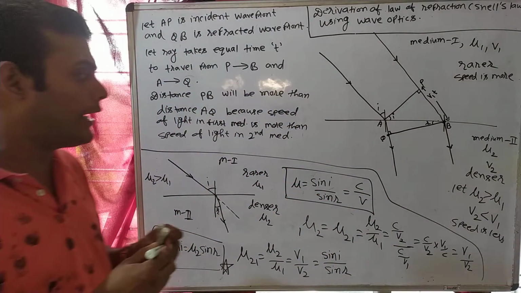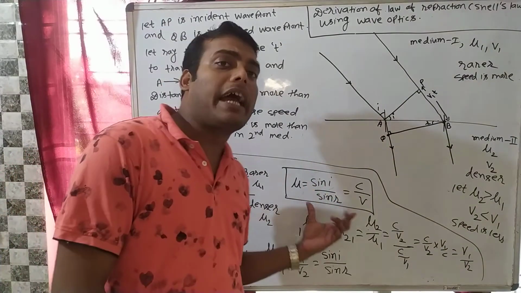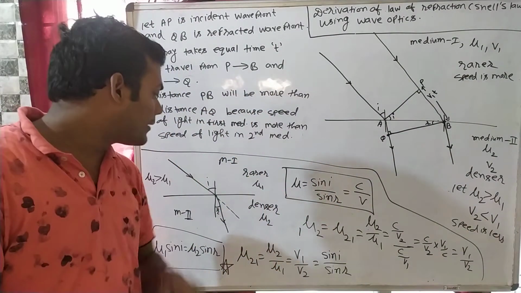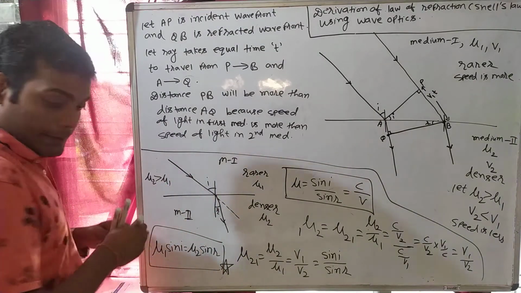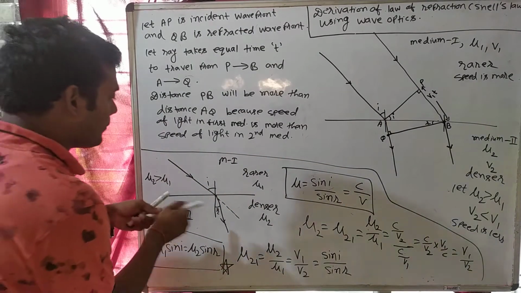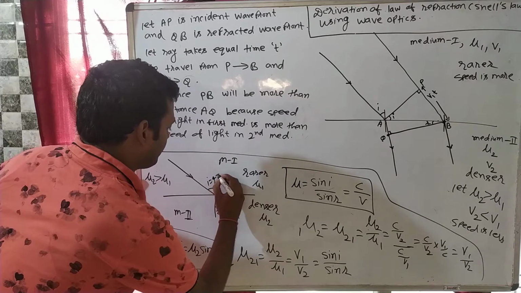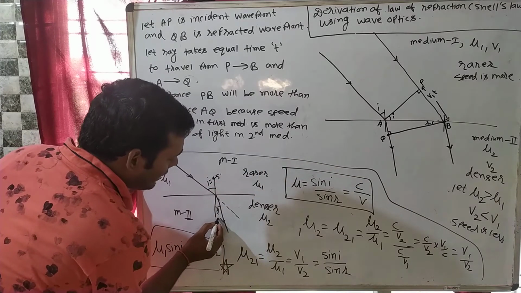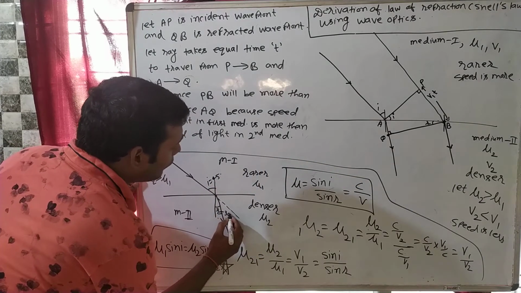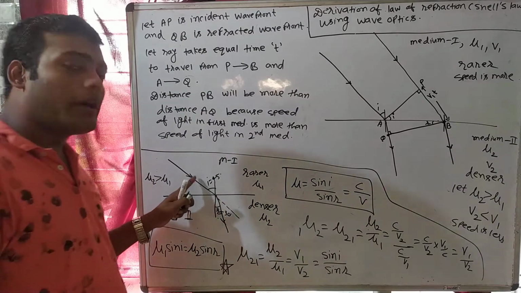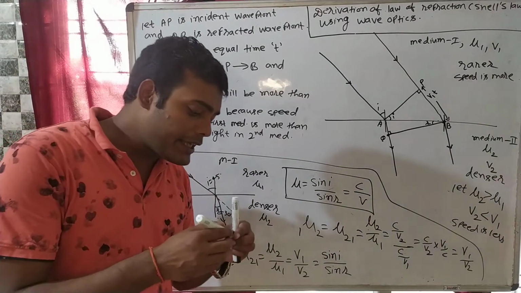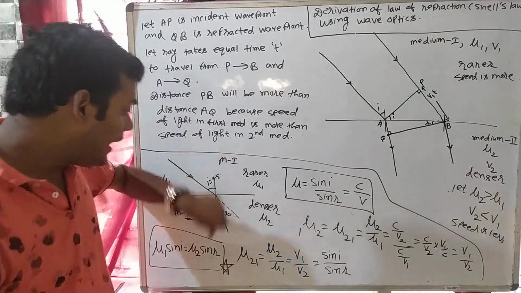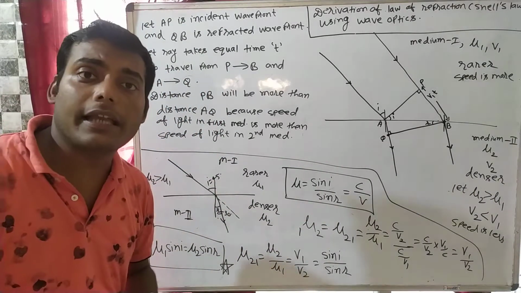Refractive index is defined as sin i by sin r. Actually, this is a constant. For example, suppose i is 45 degrees and this angle is 30 degrees. This is the angle of incidence and this is the angle of refraction. So can we say that the angle of refraction will be less than the angle of incidence?